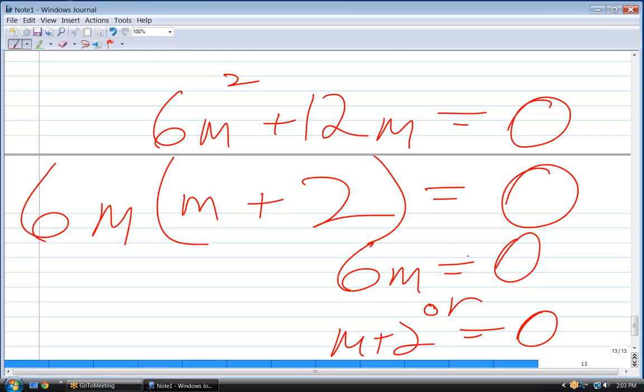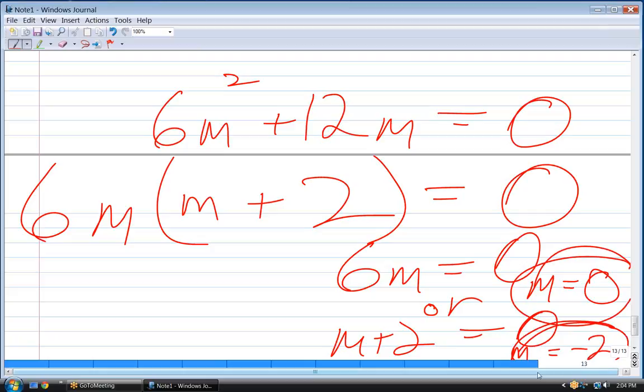Well, if 6m equals 0, m equals what? 0? Uh-huh. It's like the number doesn't even matter. So it's kind of like the number in front of the m doesn't really matter. What I'm doing is dividing both sides by 6, and when you divide 0 by 6, you still get 0. And then m plus 2 equals 0 means m equals what? Yeah. Negative 2. There's your 2 solutions. Okay.